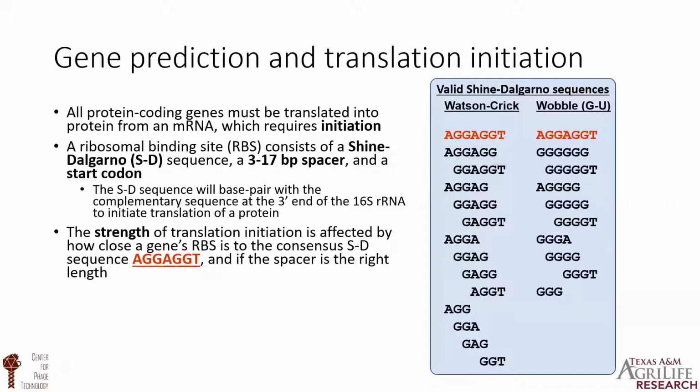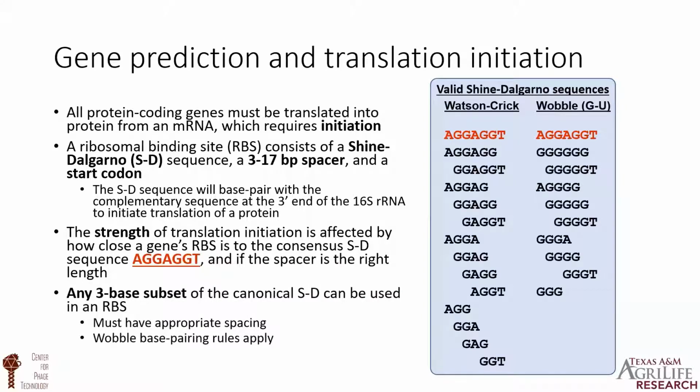The strength of that translation is affected by how close the gene's Shine-Dalgarno is to the consensus Shine-Dalgarno sequence, which is AGGAGGT, as shown here in the DNA form. Any subset of that sequence could be used as a potential ribosome binding site with appropriate spacing. So on the right here, the box shows potential valid Shine-Dalgarno sequences.